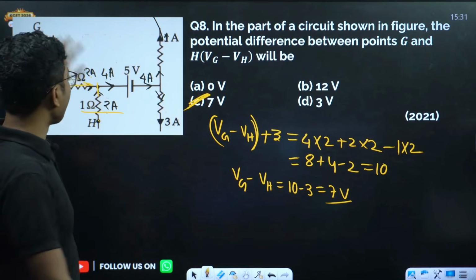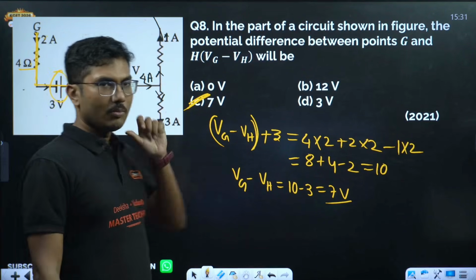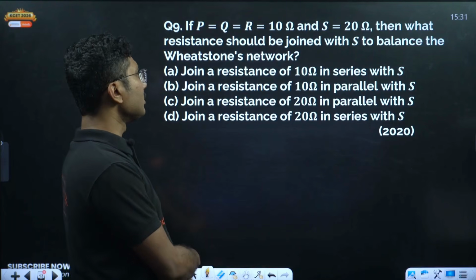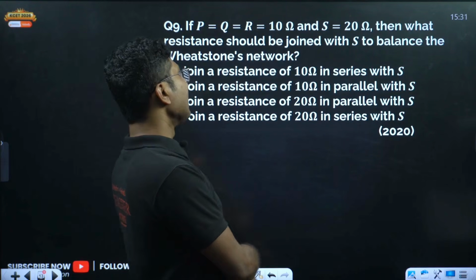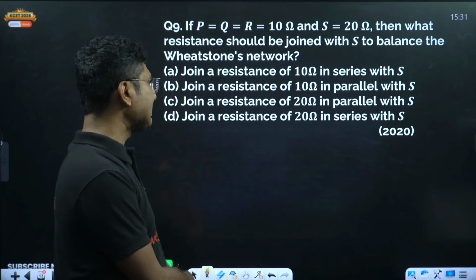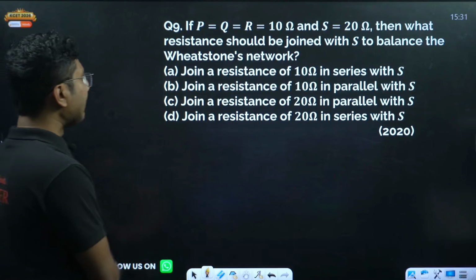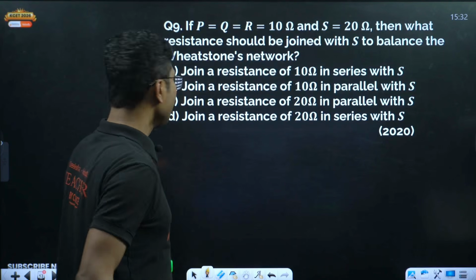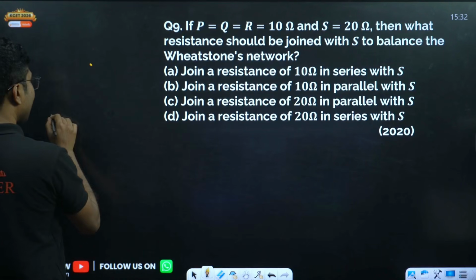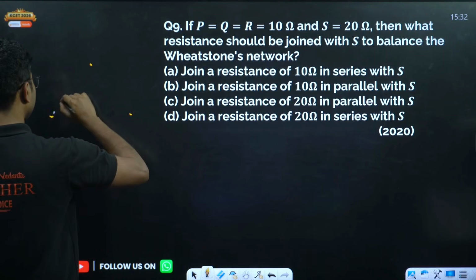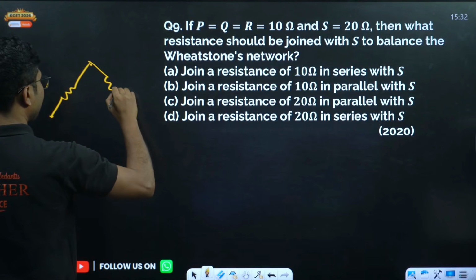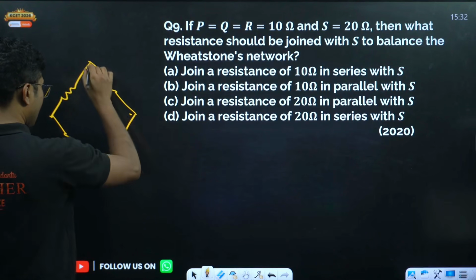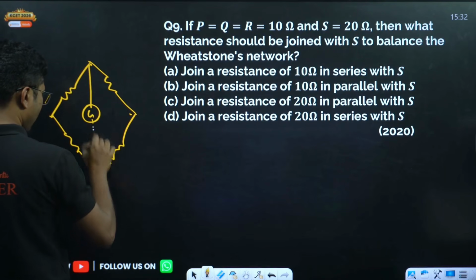So a 7 volt battery is connected between these 2 points. Now next question. If P equals Q equals R equals 10 ohm and S equals 20 ohm, then what resistance should be joined with S to balance the Wheatstone network? This is again a very easy question. For the Wheatstone bridge you don't need to draw it, but if you require clarity, you can draw it.